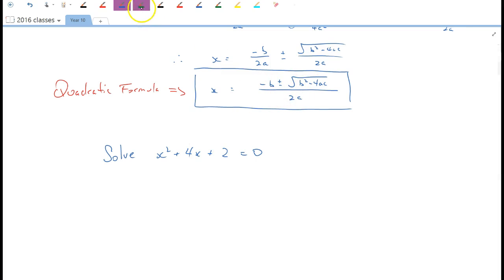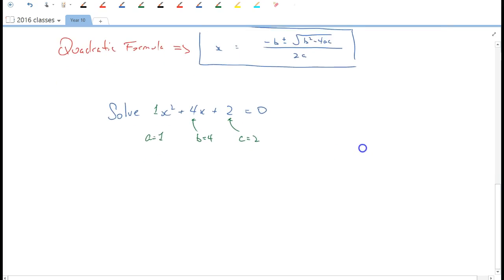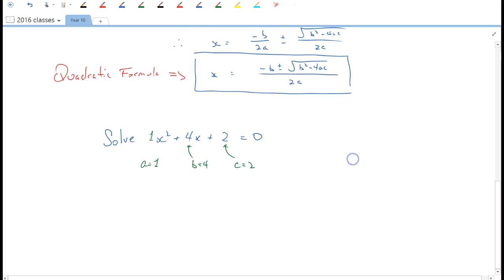Now for this formula we just need to know that this value there is a, so a is equal to 1. That value there is b, so b is equal to 4. And this number here is c, that's 2. a is the coefficient of x squared, b is the coefficient of x, c is the coefficient of x to the naught, or just the constant value, the number there without any x in it. They're my values of a, b, and c. Now let's use this formula to solve it.